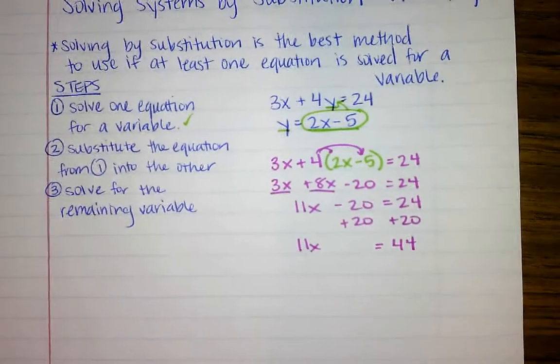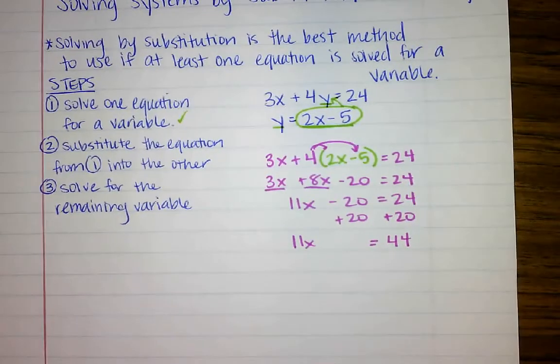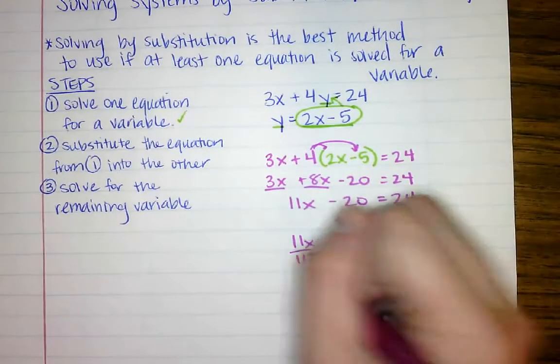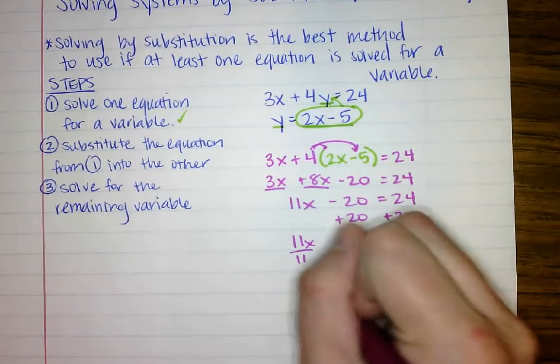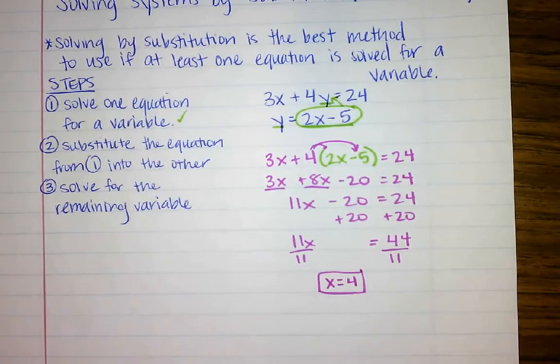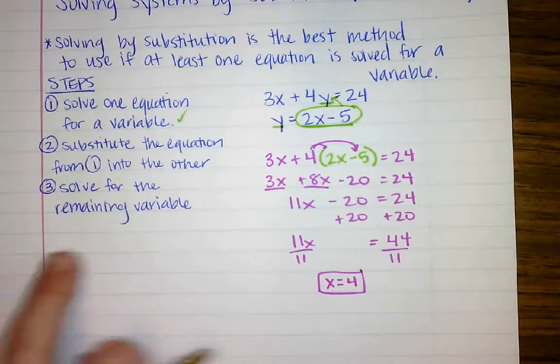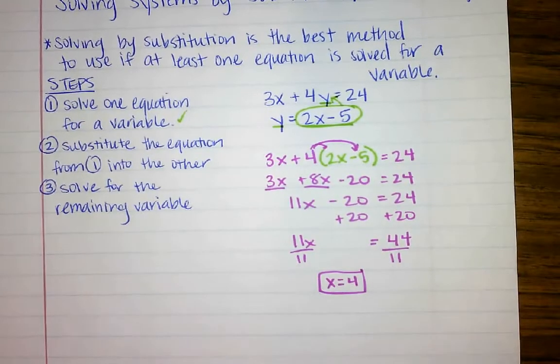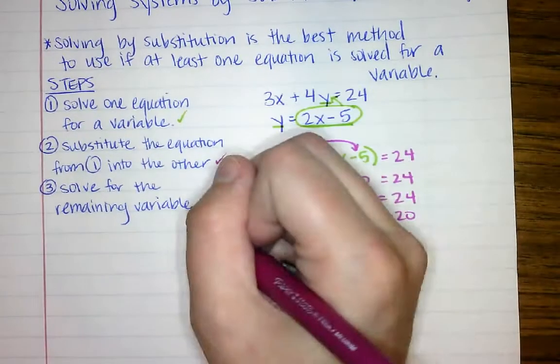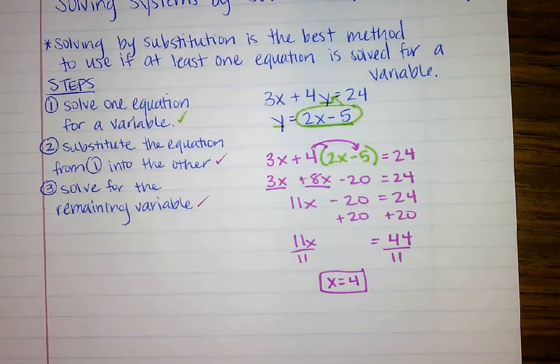What can I do now to solve for my x? Divide by 11. So x is equal to 4. Are y'all comfortable with that? So far, so good? Once you have solved for your remaining variable, awesome, we solved for our remaining variable.